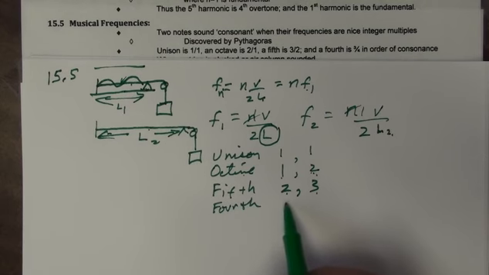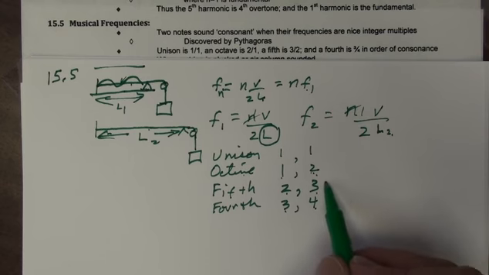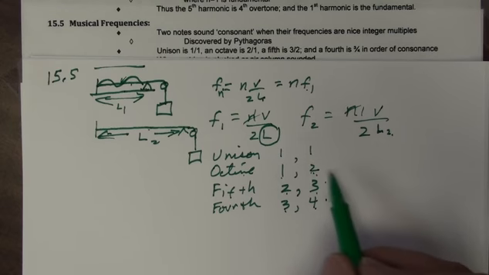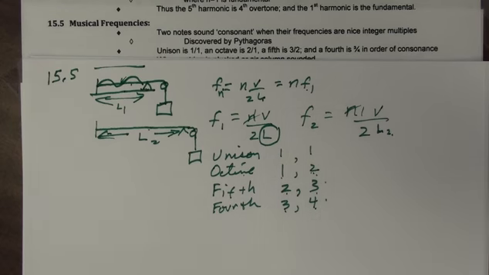A fourth is the ratio of 3 to 4. In other words, one frequency oscillates 3 times, the other one 4 times. Now, what is this fifth and what is this fourth? Well, the first jump you'll hear will be the fifth, then we'll jump a fourth, and the pair of them together turns out to be an octave.